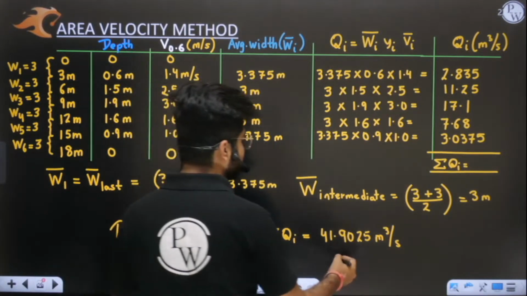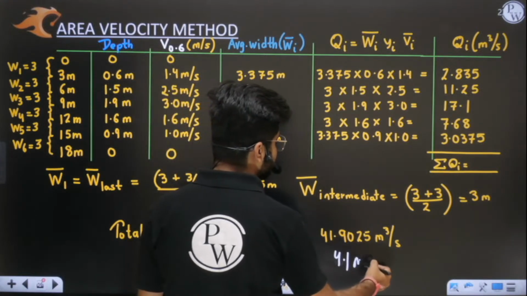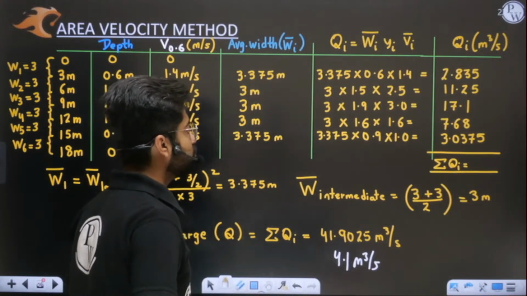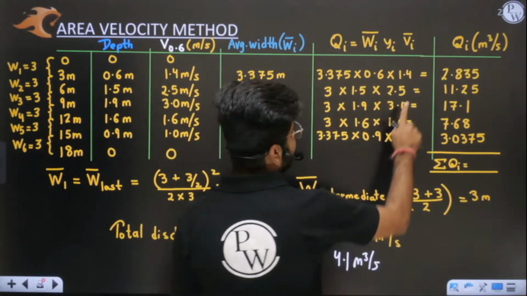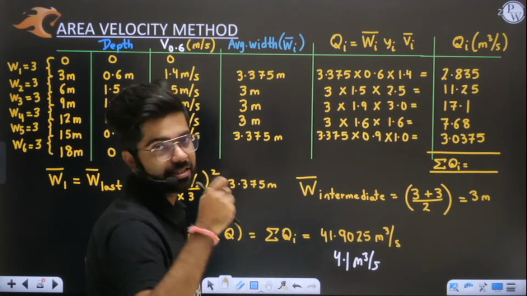Find 10% of this. So 10% is around 4.1, lump sum. It is 4.1 meter cube per second. So each segment, not even a single segment, should have discharge more than this value.